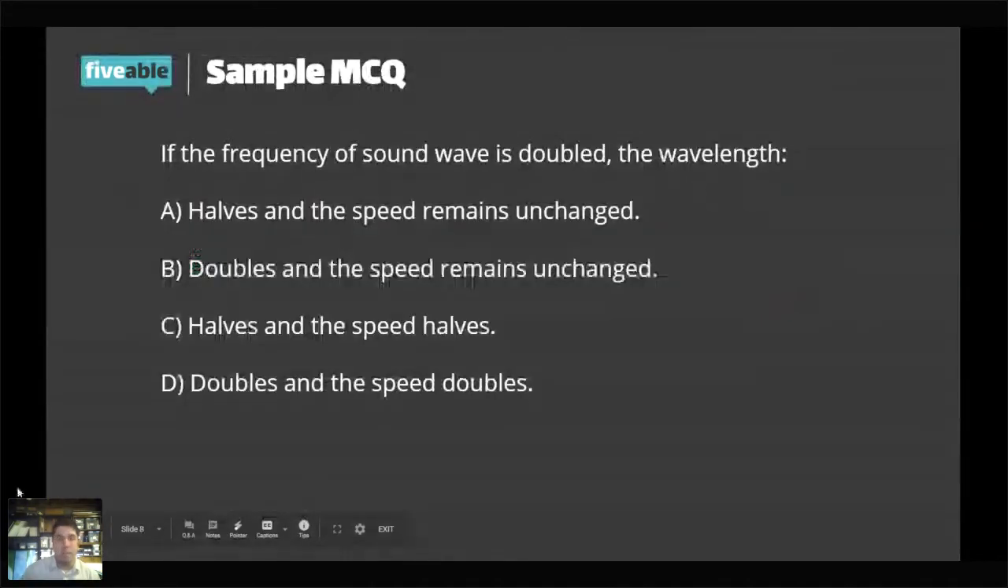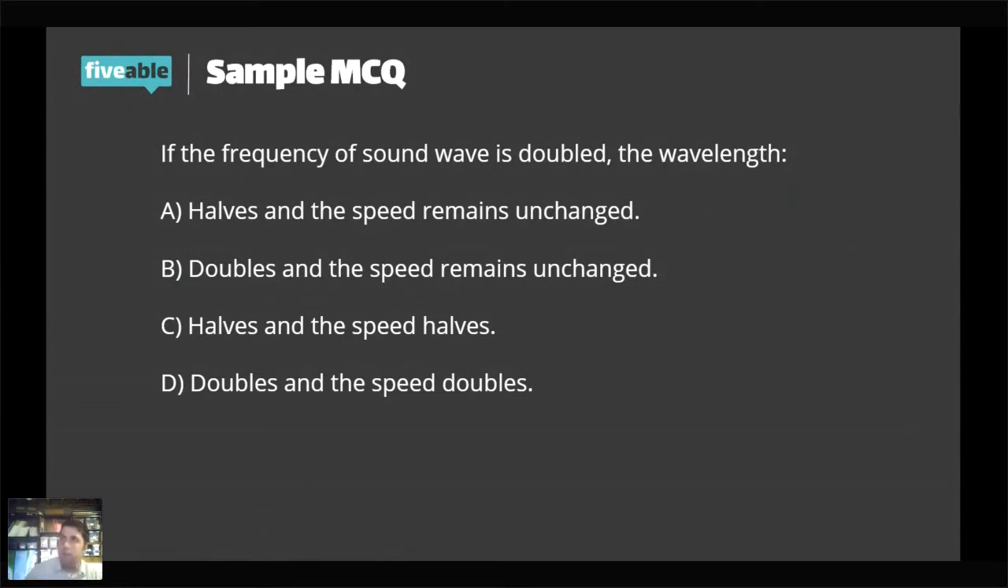All right, so some sample multiple choice questions. If the frequency of a sound wave is doubled, the wavelength... All right, so we take our frequency, how many times this oscillates, and I make it twice as fast. What happens to the wavelength?